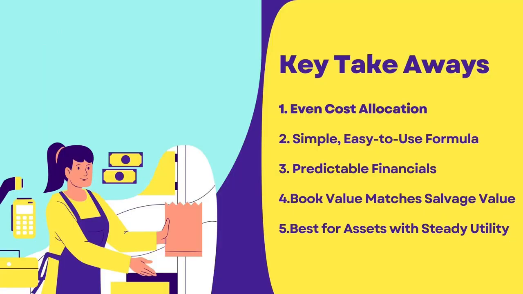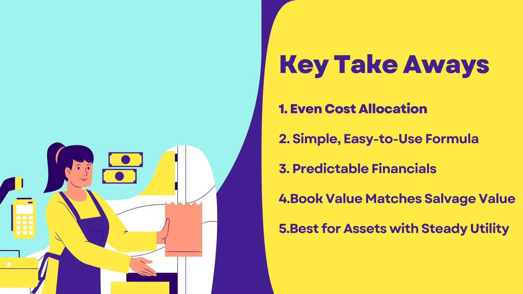Now, let's recap the key points. First, even cost allocation. The core purpose is to spread an asset's total cost equally over its estimated useful life. This results in the same depreciation expense for every period. Second, a simple, easy to use formula. It relies on only 3 key variables, no complex calculation.